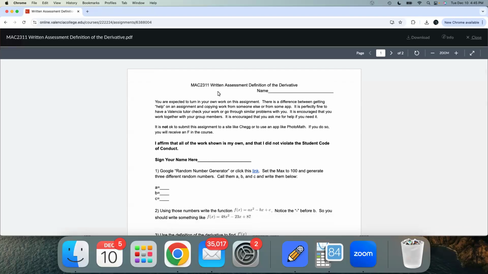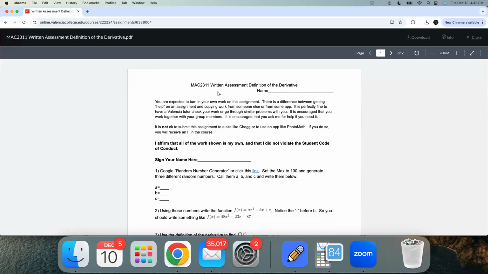Okay, we got this written assessment. This is one that everyone turns in individually. You're not graded as a group, you're graded individually. It's okay to work together. In fact, I encourage you to work together, get help from each other on this, but you're turning in your own and graded on your own assignment.